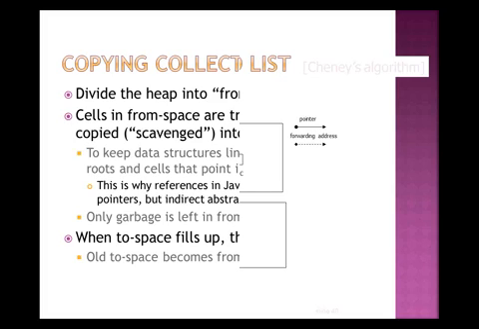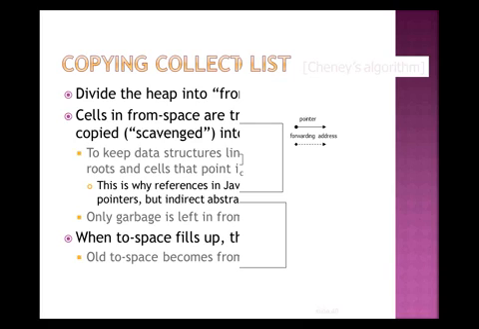Now the next category, the next technique used for garbage collection, is the copying collector. This is the next technique. It says: divide the heap into from space and to space. That is, divide the main memory or heap memory into the from space, from where it comes, and the to space, where it is stored. That is, the from and the to.